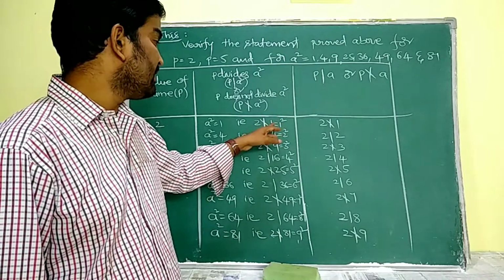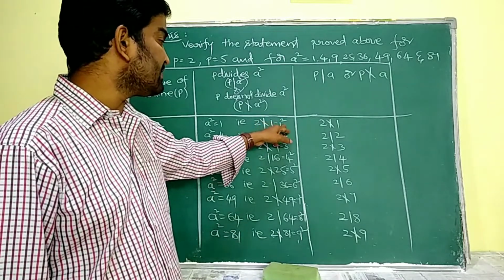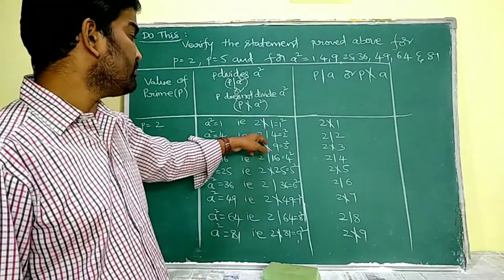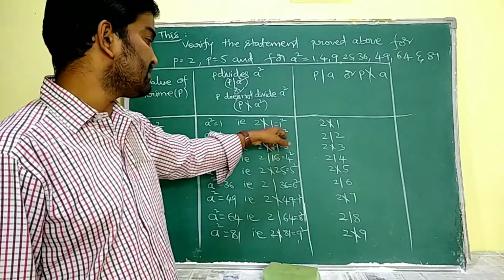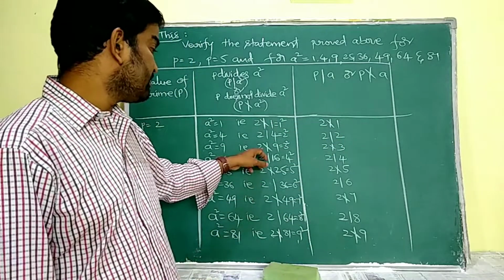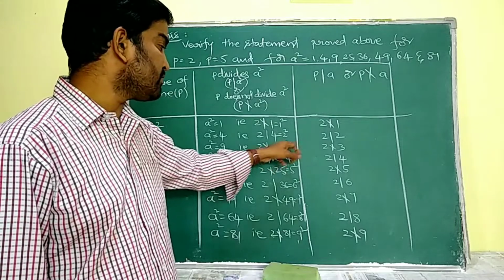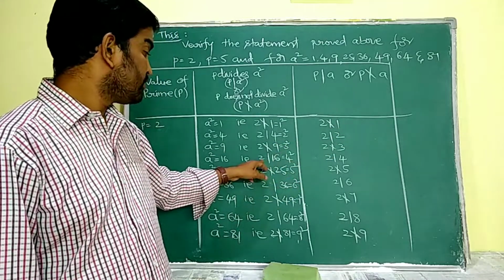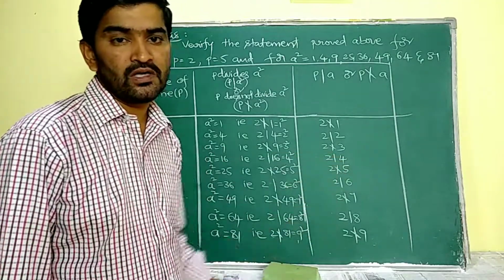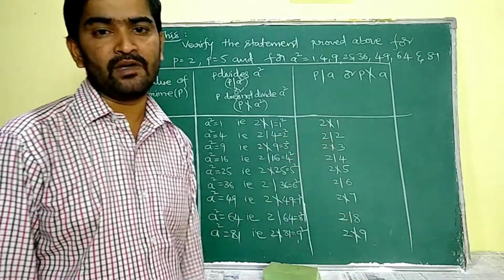Now see, 2 does not divide 1 square means 2 does not divide 1. 2 divides 4, that is 2 square, so 2 divides 2 also. Here 2 does not divide 3 square means 2 does not divide 3. 2 divides 4 square, so 2 divides 4. Like this we have to write.